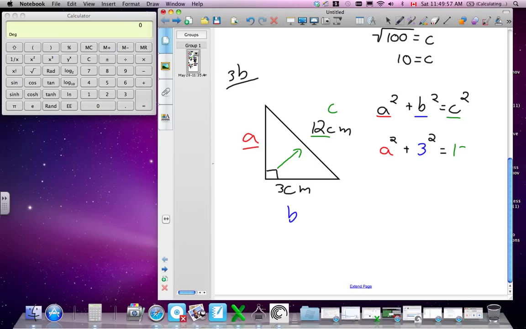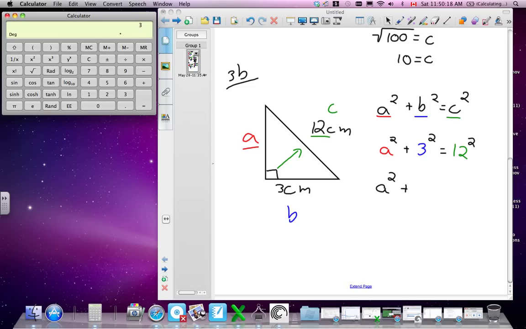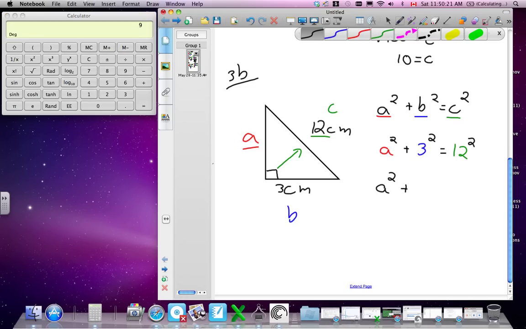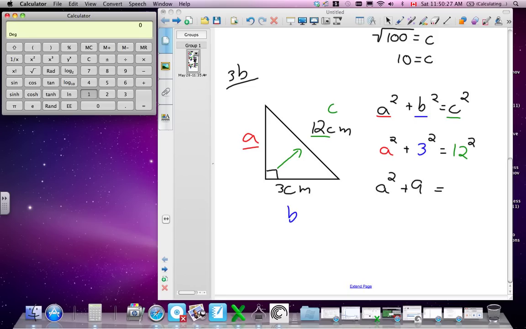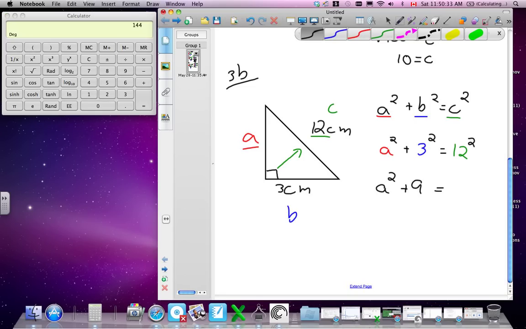12 squared. Now, this one's a little different. Normally we're solving on the c side. This time, I have to look for a. So first thing I'm going to do is try to evaluate 3 squared and 12 squared. So first of all, what is a squared? Do we know? No. So I just bring it down again. Plus 3 squared. 3 times 3 equals? Yep. Which is equal to 12 times 12. 12 times 12. Very good. 144. So I have a squared plus 9 equals 144.